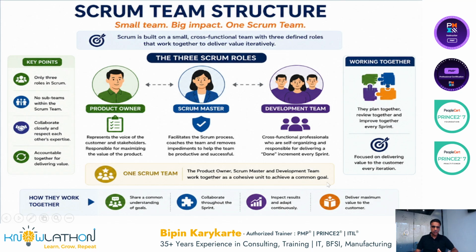Okay, so the product owner, Scrum Master, and development team work together as a cohesive unit to achieve a common goal, right? So how do they work together? They share a common understanding of goals. In your PMP study or other areas, you would have seen shared vision or something like that. So they have a common understanding of what is going to be produced and what the goal is. They collaborate throughout the sprint, inspect results and adapt continuously, and deliver maximum value to the customer. So they take ownership of these activities.